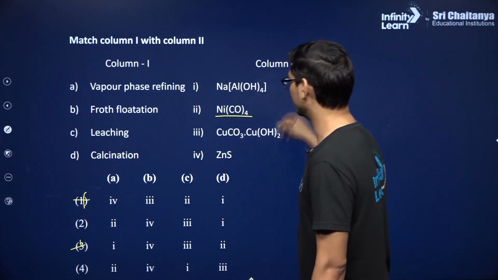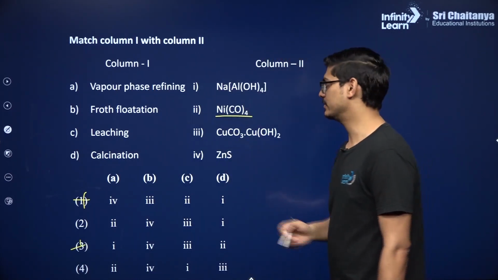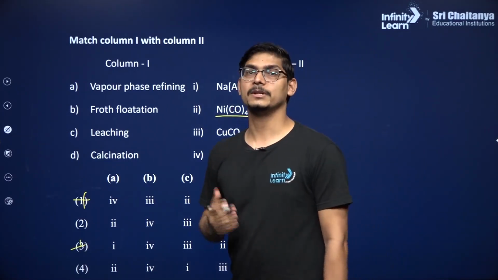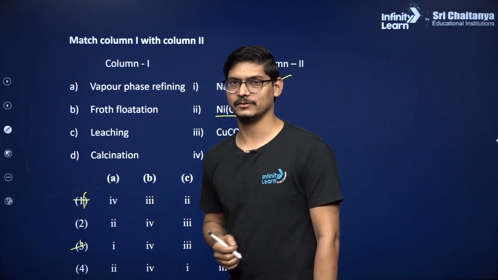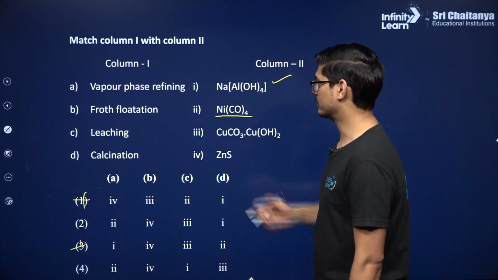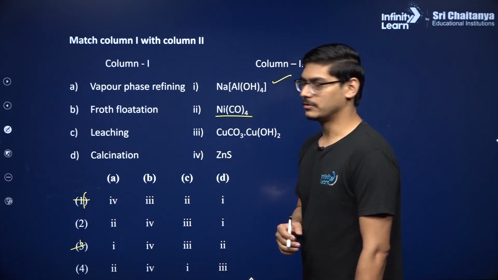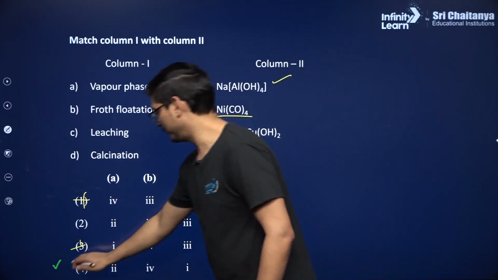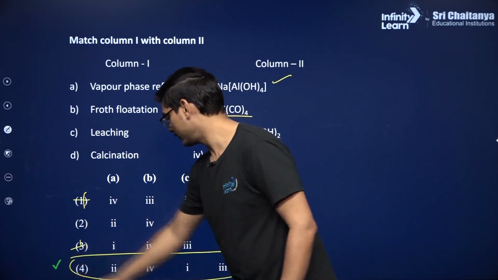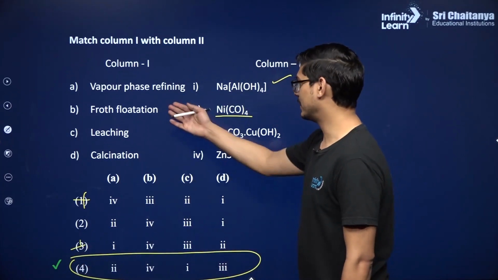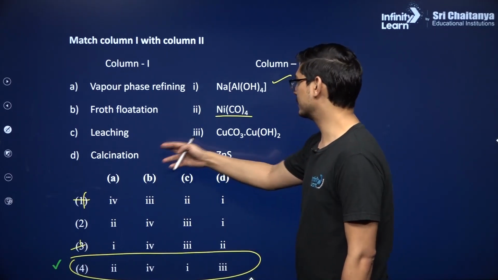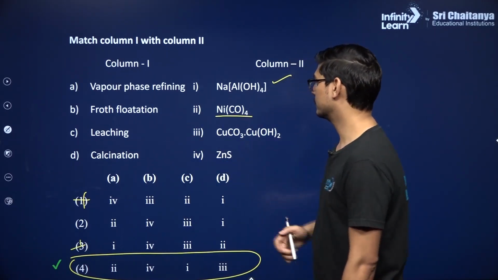Leaching. Okay, which of the following compounds can you associate with leaching? Of course, this compound is formed when bauxite is reacted with concentrated sodium hydroxide. So we get sodium tetrahydroxoaluminate, right? So C matches with first, which makes option 4 the correct answer, right? So B matches with fourth. You can see that the froth flotation process is used for sulfide ores, and D matches with third. Calcination is used for this, right?